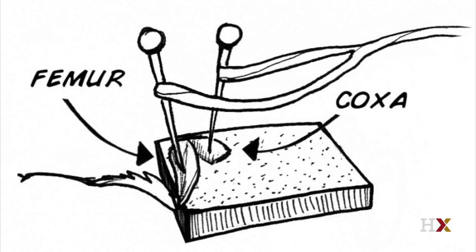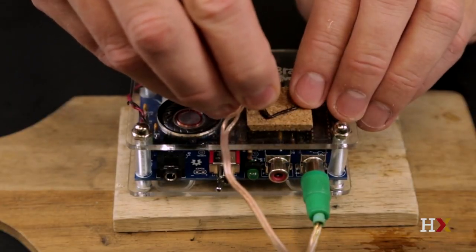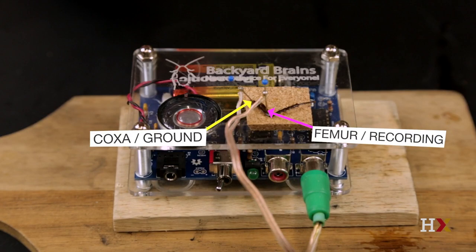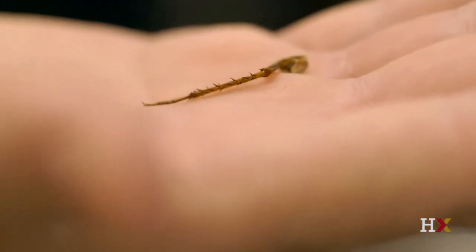We insert the two electrodes in two parts of the leg, the femur and the coxa. And we're measuring the electrical potential difference between these two points. This one is the ground, and this one is positioned right next to a large bundle of nerve fibers, or axons, that run up this little guy's leg. Because our electrode is close to that bundle of fibers, and because there are so many fibers, we'll be able to indirectly measure what's happening in the membrane potential of these fibers.